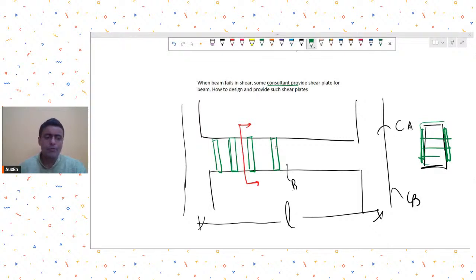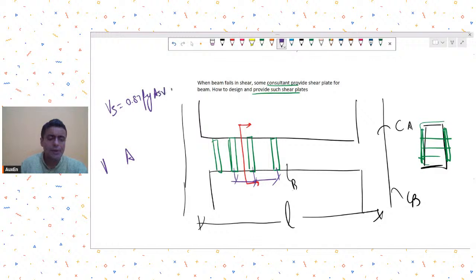So he's saying, when a beam fails in shear, some consultants provide shear plates for the beam, how to design and provide such shear plates. What we had done was sort of a jugaad thing. We continued to use the same principle: V_s equal to 0.87 f_y A_sv d upon s_v, isn't it? So the shear provided by stirrups is this, correct?